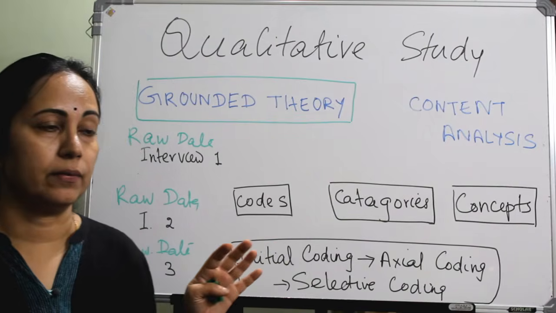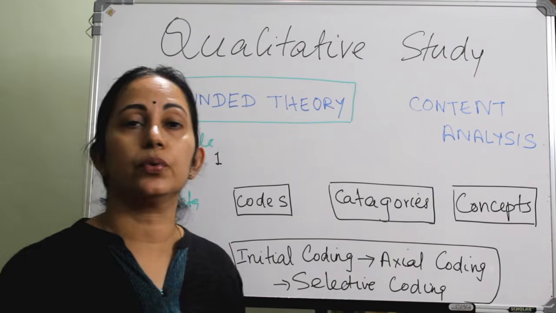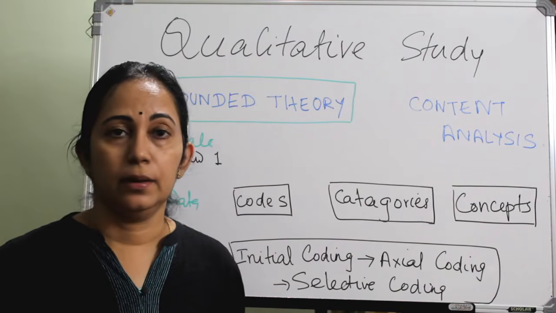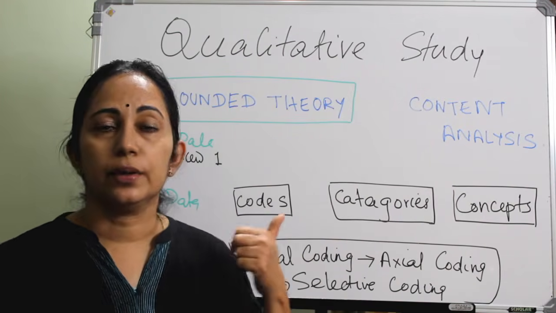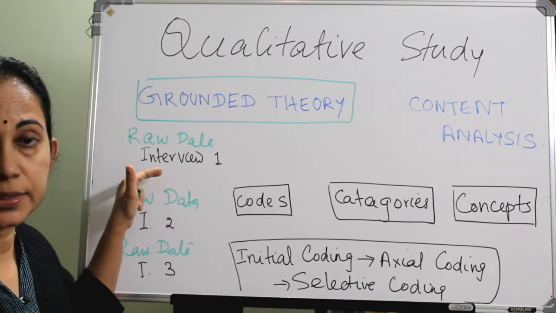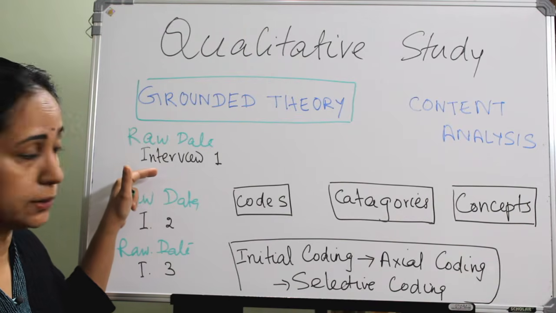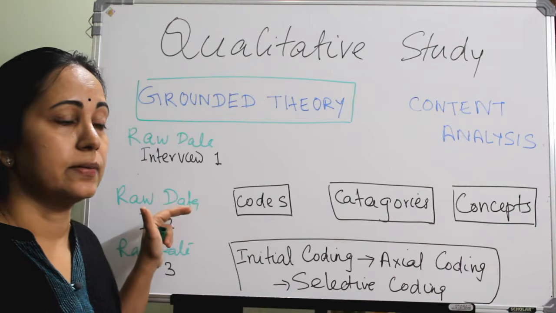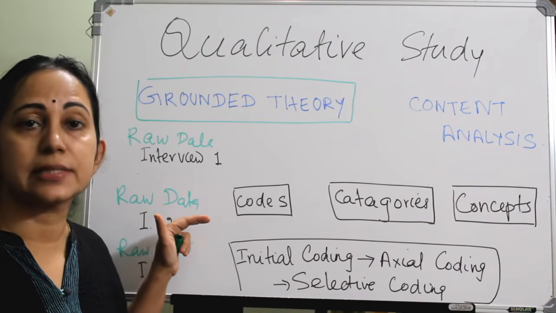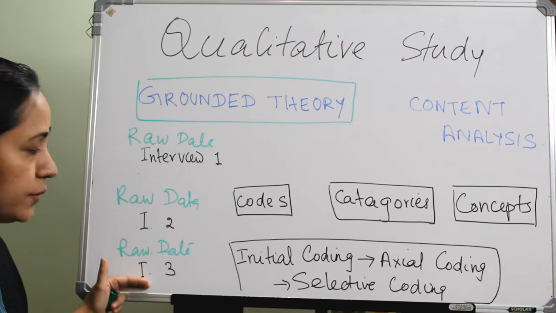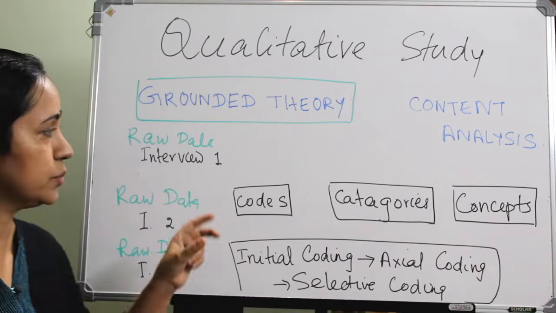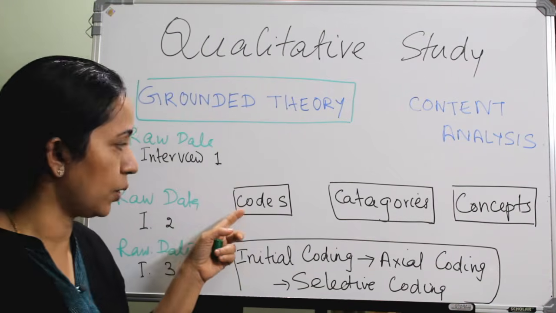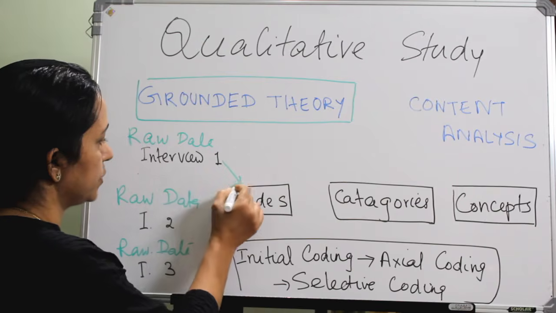For example, the question is, how often do you go shopping at Lulu Mall? The first respondent says I go once in a month. The second one says when there is a seasonal sale. And the third one says I go once in a week. So once in a month, once in a week and seasonal sale, all are codes. So it is made into codes.